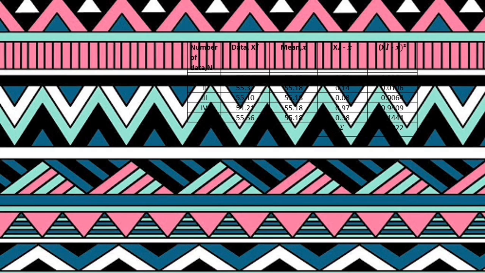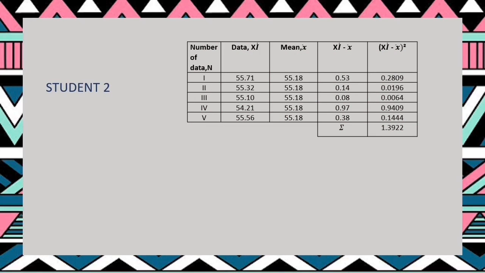Next, for student 2, the table is different from student 1 because the data is also different. First, we need to find the mean. The mean for student 2 is 55.18. Next, we need to find the standard deviation. Standard deviation S equals 0.590.